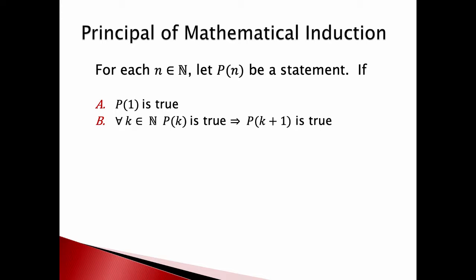The second thing I have to prove, what B is saying, is that whenever P k is true, then the next domino, P k plus 1, is true. So when I knock over domino k, that will automatically knock over the next domino in line. Okay? And if you can prove those two things, that you can knock the first domino over and that every domino knocks over the next one, then all the dominoes get knocked down. And so P n must be true for every n.